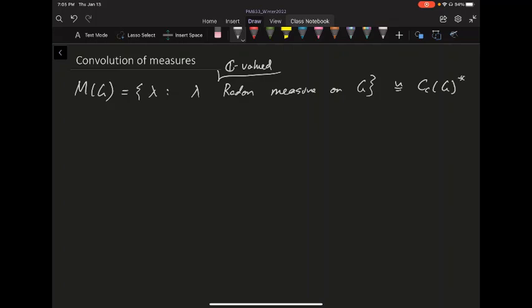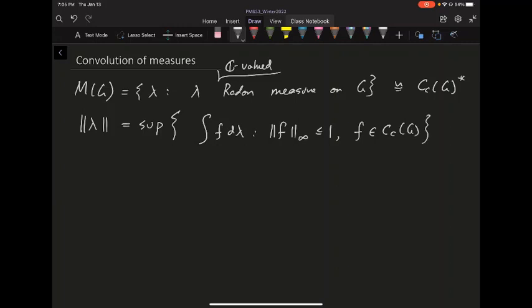Okay. So basically, that will put a norm structure on this M of G. So for example, the norm of lambda is essentially just given by the supremum of the integrals. So we integrate all the f d lambda, where your function f is coming from C_c of G, where the sup norm is less than or equal to 1. Okay, so f inside C_c of G. So that puts a norm structure on the complex measures on G.